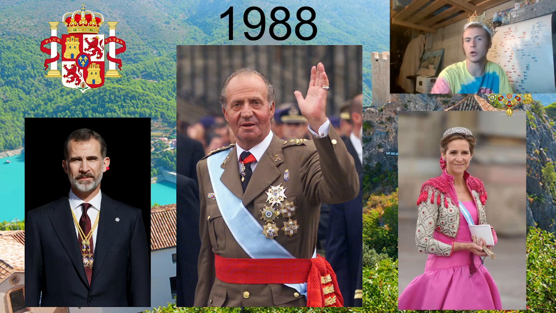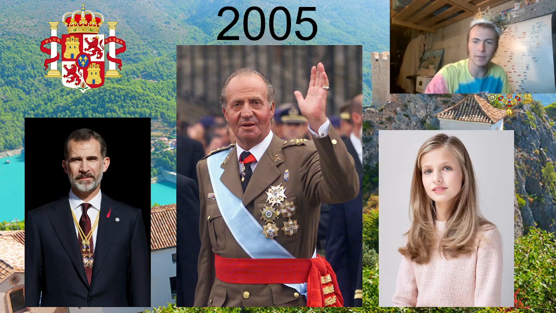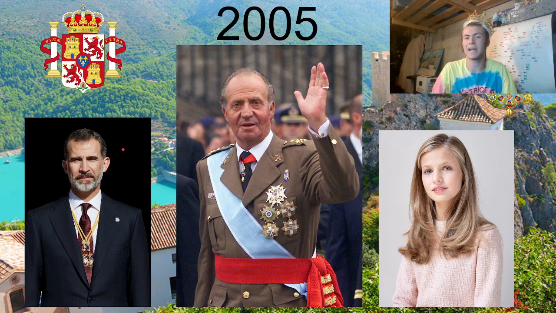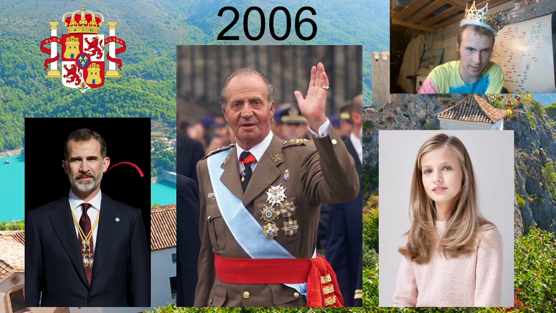So that all holds true for the rest of the 1900s. So Juan Carlos is going to take us into 2000, and in 2005, Felipe, his son, has a daughter named Leonora. She's currently 18 years old and is now the heir to the Spanish throne. So Felipe the Sixth never has any sons. So Leonora is now second in line to the throne after Felipe the Sixth.